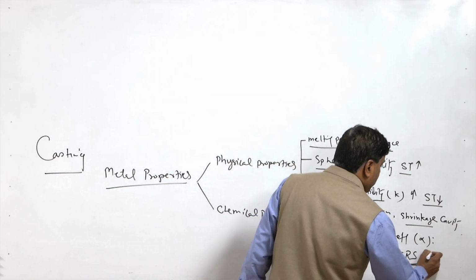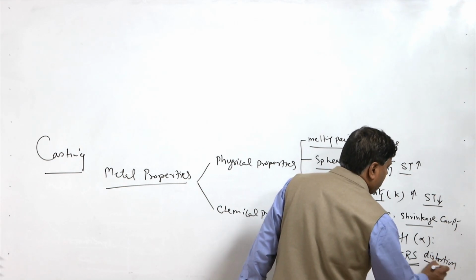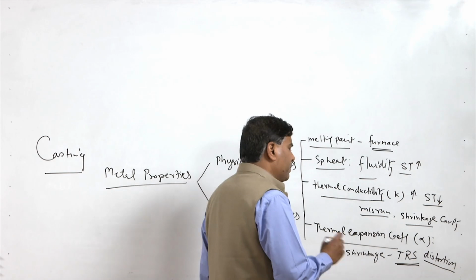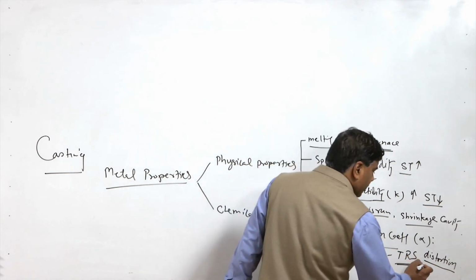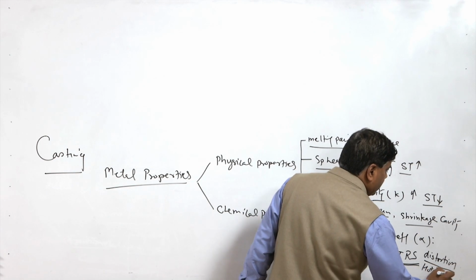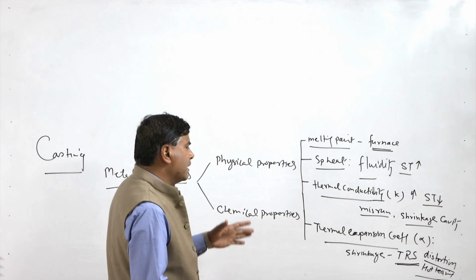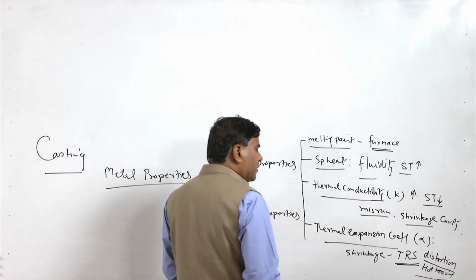And if the magnitude of the tensile residual stresses is too high, then it can lead to two aspects. One is distortion in the casting in the form of warping, or it can also lead to hot tearing. So, high tensile residual stresses will lead to cracking in the form of hot tearing, or distortion.